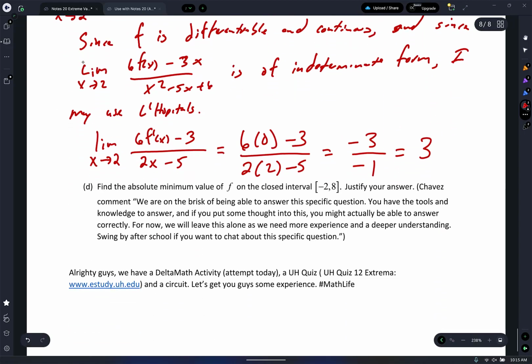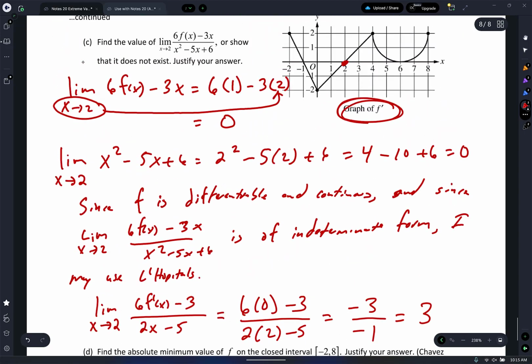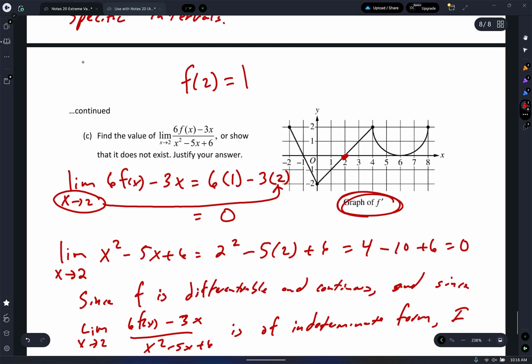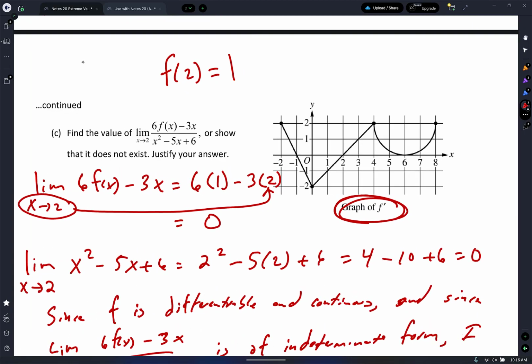Letter D. We're not going to do this one, but let's just read it. Find the absolute minimum value of f on the closed interval negative 2 to 8. Justify your answer. Okay. Let's just look at it. Don't worry, we're not gonna tackle it just yet. Absolute minimum value. This is f prime. So think about f. Right now I have started at an endpoint and f goes up, increasing because f prime is positive. So this is a local min. It could be absolute, and then I go down. Then f goes down because f prime is negative all during here.